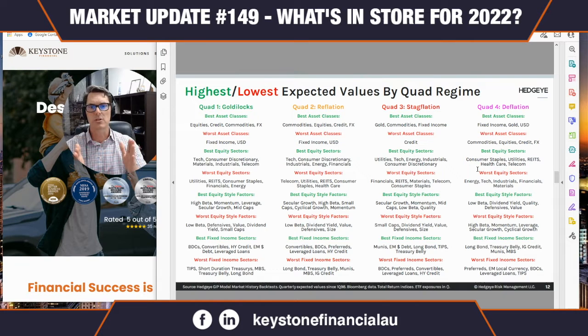And the thing that I should mention quickly, and I've probably said this before, but I'll just say it again, everything goes up in Quad 1. So even though on this particular table it says the worst equity sectors are blah, everything will typically go up in a Quad 1 scenario because, again, it's Goldilocks.